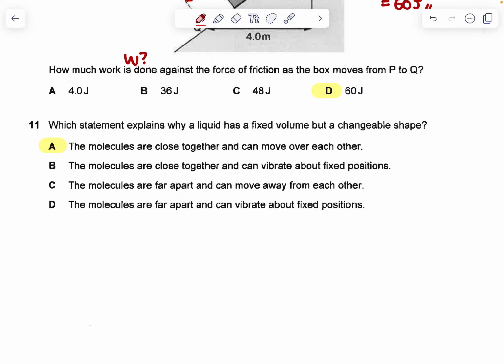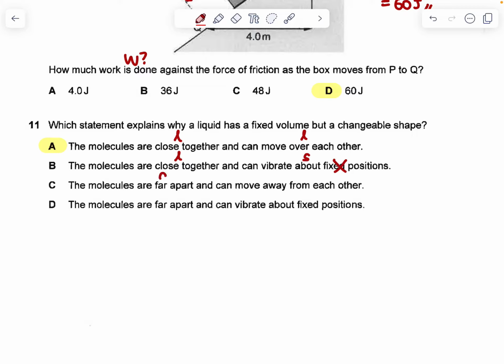Question 11. Which statement explains why a liquid has fixed volume but changeable shape? So the molecules are close together. That is for liquid, and they can move over each other. That's also for liquid. This one is close together, but they can vibrate about their fixed position. This is actually for solids.